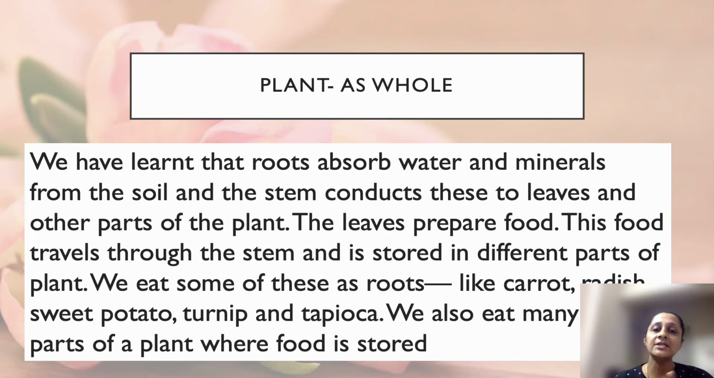These were all the parts of a plant. Now if you see a plant as a whole, so we have seen that the function of the root is to absorb the water and minerals from the soil. The stem is going to conduct it to the leaves. The leaves are then going to prepare the food. The food is going to get stored in different parts of the plant, and these different parts of the plant is what we eat. The flowers which are there will help in the reproduction of the plant. So these are the functions of a plant as a whole.